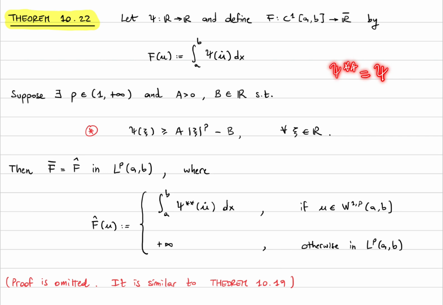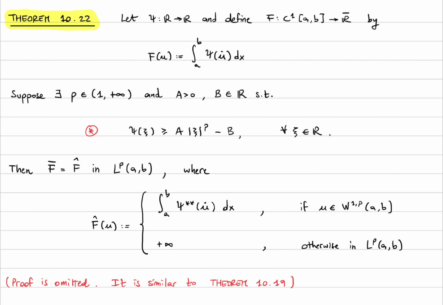So if psi is convex, obviously the convex relaxation is equal to the function itself, because you can just take psi everywhere in the definition of the convex relaxation, because psi is convex, and obviously this is always satisfied. So psi star star is equal to psi if psi is convex, and therefore you can just have the usual psi of u dot. So the one we saw in theorem 10.19.